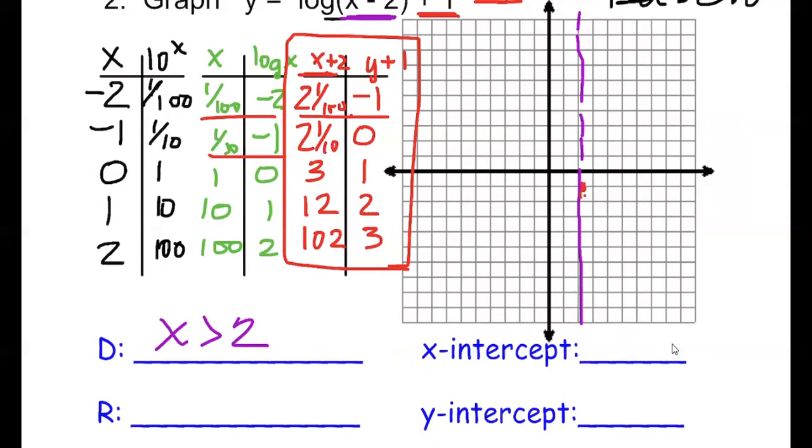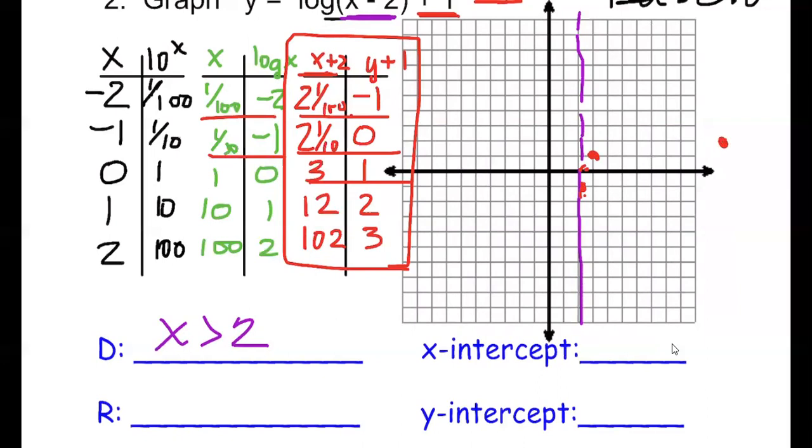There you go. Go over 2 and a 10th and up none. Plot a point for me. 3, 1 is right there. 12, 2 is right there. And the next one, I can't really plot.